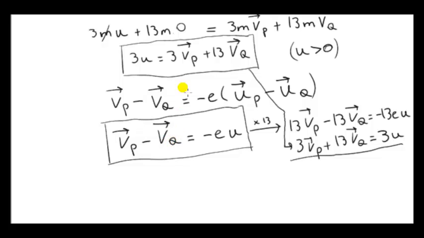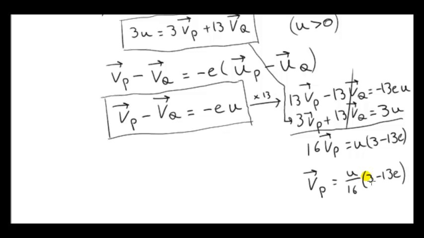Alright, we solve between these two equations. We want to get Vp and Vq in terms of u. u is the initial speed of sphere P. So I've multiplied this equation by 13 and added it onto this equation up here. Okay, so there we have it. The velocity of P immediately after the first collision.